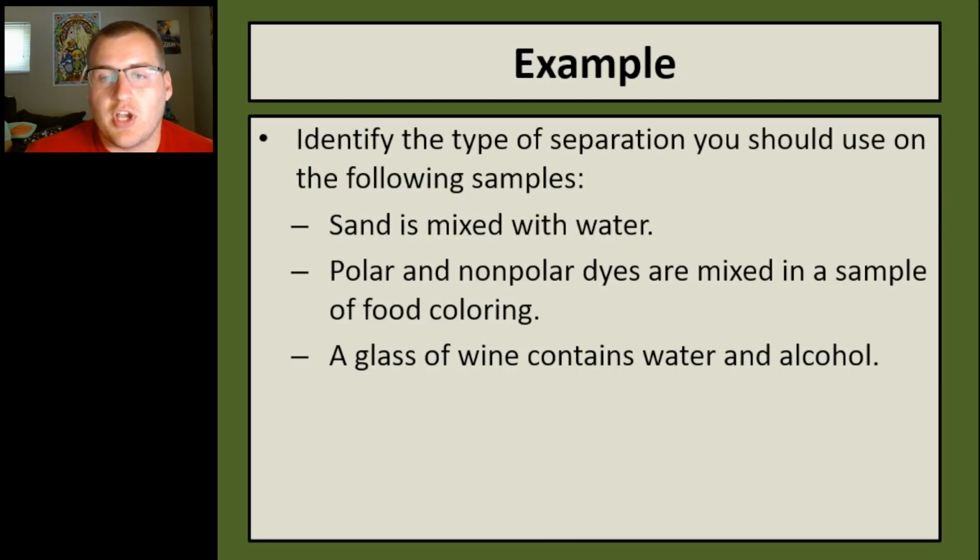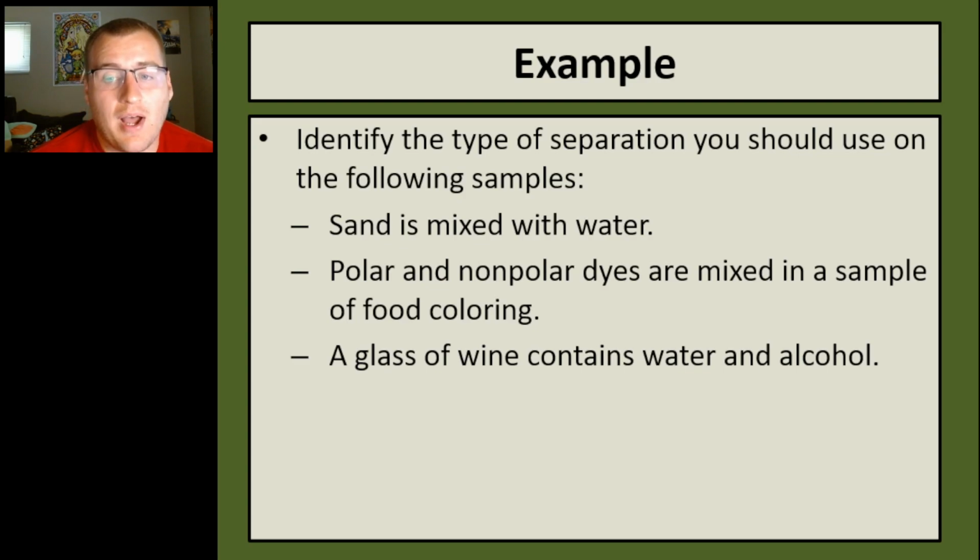Okay, so identify the type of separation you should use on the following sample. So this is going over the last 3 slides, so hopefully we remember. If I have sand mixed with water, well, to get out the solid from the liquid, I'm going to use some sort of filter, right? I can either use vacuum filtration or just drip through a coffee filter just to get the water out. So that'd be filtration. Next, polar and non-polar dyes are mixed in a sample of food coloring, right? Well, polar versus non-polar means they have different polarities, which means we'd have to use chromatography to separate them.